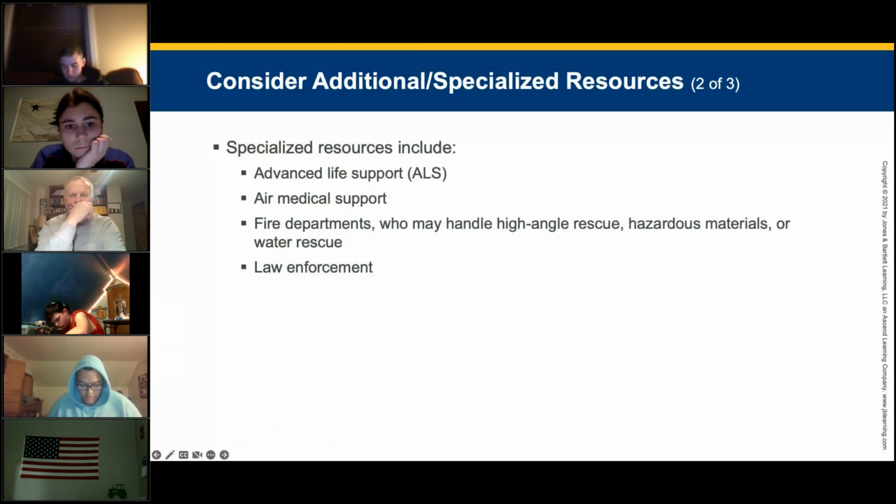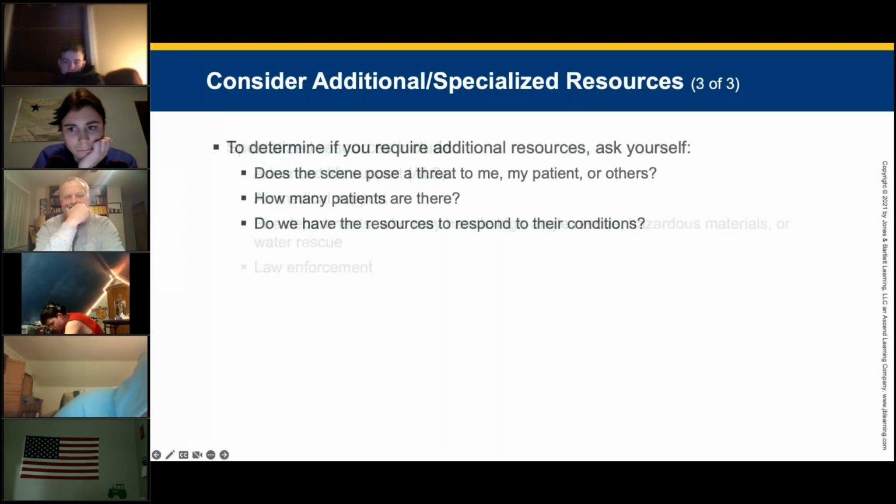Some of the other specialized resources we deal with: advanced life support or ALS, air medical support, calling a helicopter, fire departments, and some of the different things the fire departments can do: high angle rescue, hazardous materials, water rescue, and then law enforcement. So when you determine if you're going to need the additional resources, you should ask yourself, does the scene pose a threat to me, my patient, or others? How many patients are there? And do we have the resources to respond to their conditions?